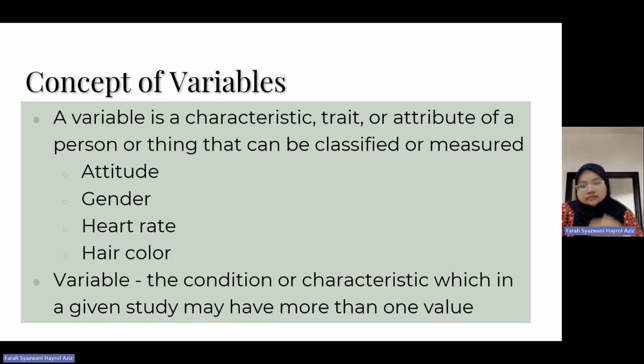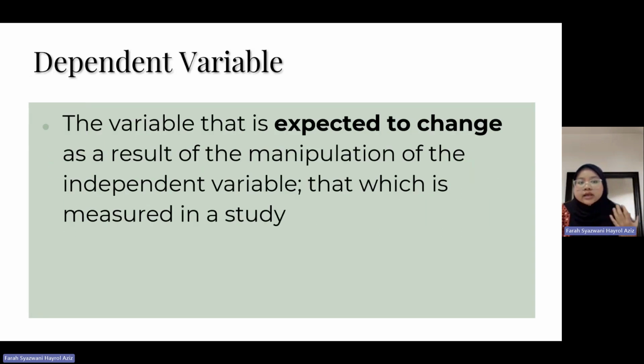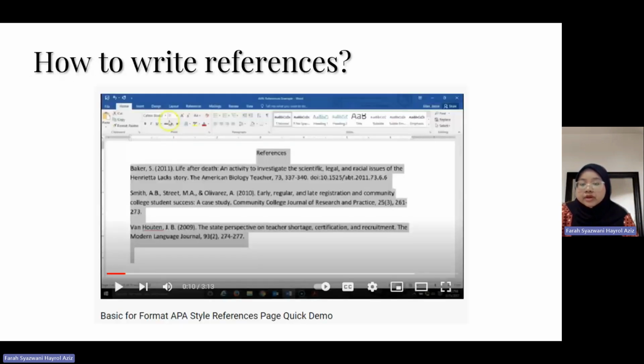Next, the notes are all about variables and hypotheses, which is very important for you to understand before you embark on a research process. All the notes and slides are provided in the next page for you to go through and gain some understanding. I will also include how to write references in the next page for you to do your literature review, together with writing APA style references. Please watch the attached video as well to practice how to write APA style references.